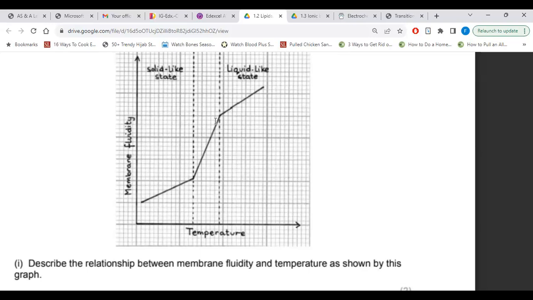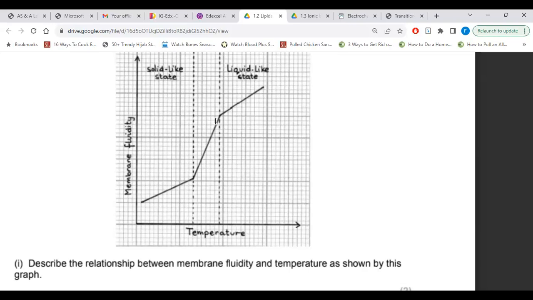So this is a 2-mark question. Those are the 2 marks. Point number 1, blanket statement: overall, as the temperature increases, the fluidity of the membrane increases. Between the solid-like state and liquid-like state, there's a sharp and sudden increase, a great increase in the membrane fluidity, despite a small increase in temperature. Those are the 2 points you can give, and your graph is now completely described.